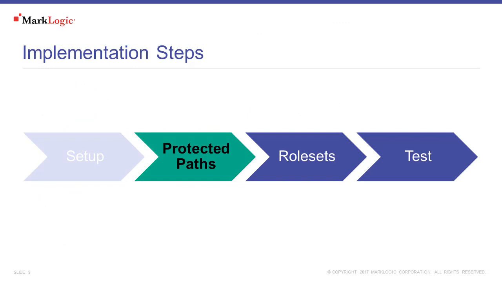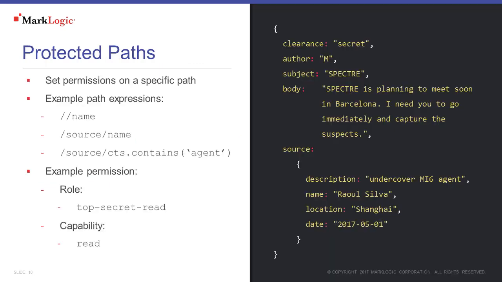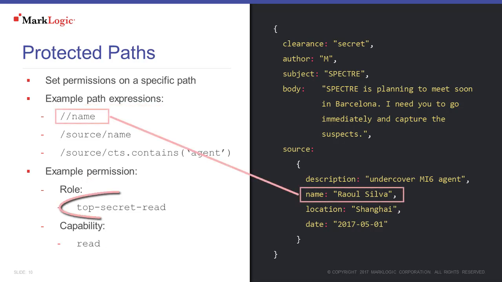Now that we've set up the users and roles and created the sample document that we need for our project, the next step is to create a protected path. You can define permissions on an element or property by defining a protected path. This is done by specifying a path expression and permissions. For example, you could define a path that selects any name property and give the top secret read role a read permission on that property.